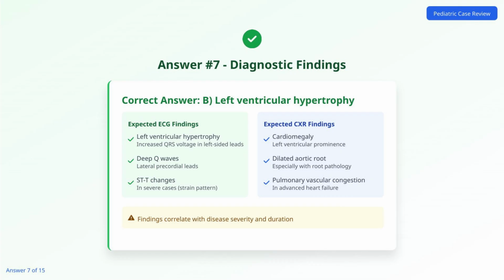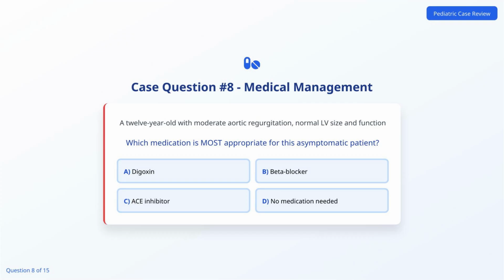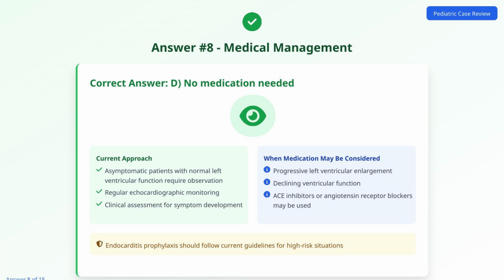aortic root pathology. A 12-year-old with moderate aortic regurgitation has normal left ventricular size and function on echocardiography and remains asymptomatic. Which medication is most appropriate for this patient? Is it A, digoxin, B, beta blocker, C, angiotensin-converting enzyme inhibitor, or D, no medication needed? The correct answer is D, no medication needed.